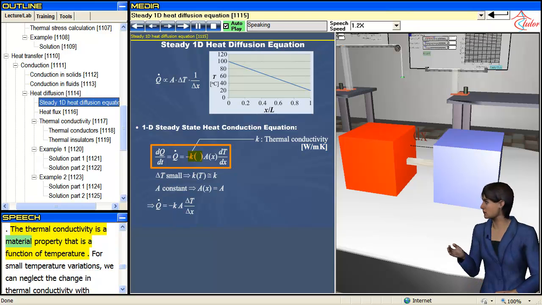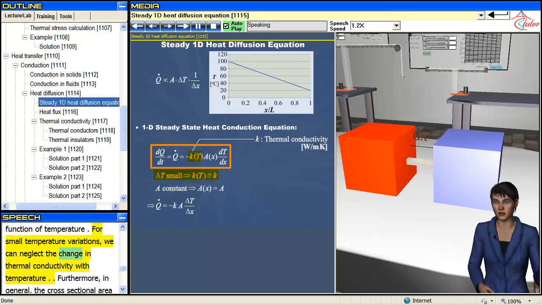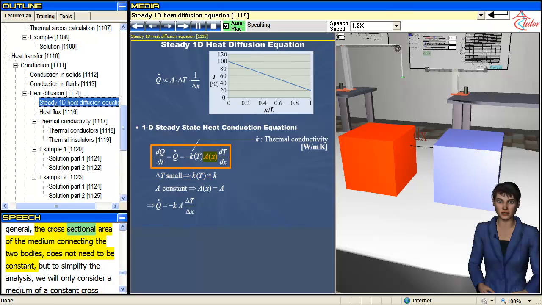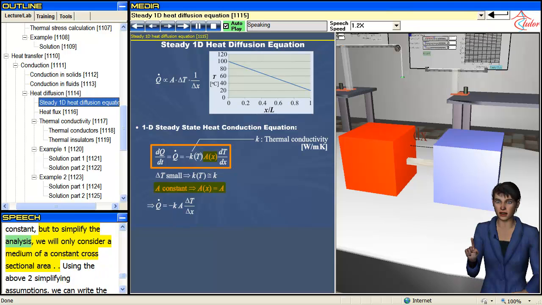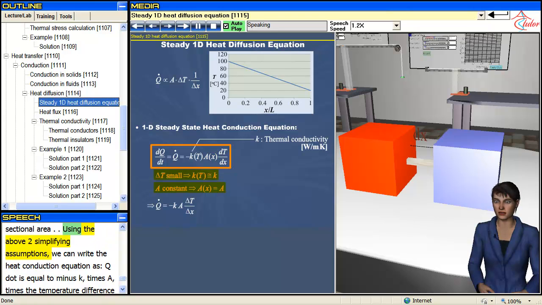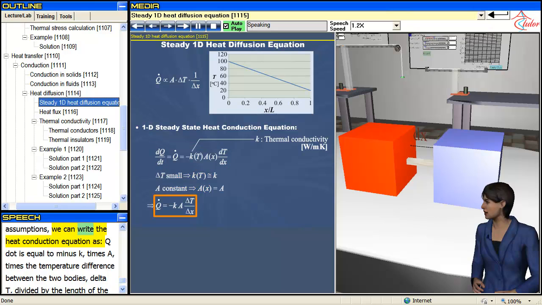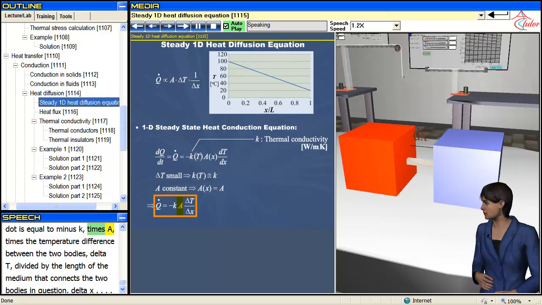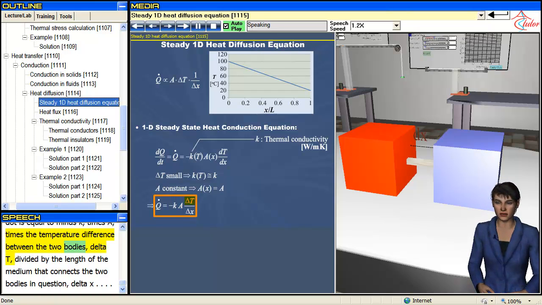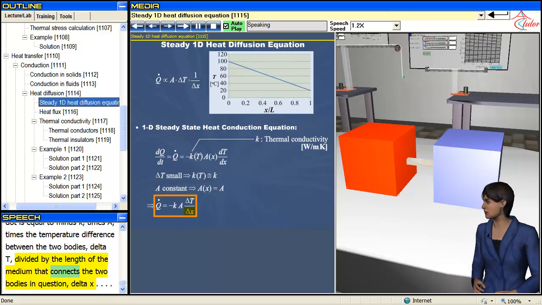The thermal conductivity is a material property that is a function of temperature. For small temperature variations, we can neglect the change in thermal conductivity with temperature. Furthermore, in general, the cross-sectional area of the medium connecting the two bodies does not need to be constant, but to simplify the analysis, we will only consider a medium of a constant cross-sectional area. Using the above two simplifying assumptions, we can write the heat conduction equation as Q dot is equal to minus k times A times the temperature difference between the two bodies, delta T, divided by the length of the medium that connects the two bodies in question, delta x.